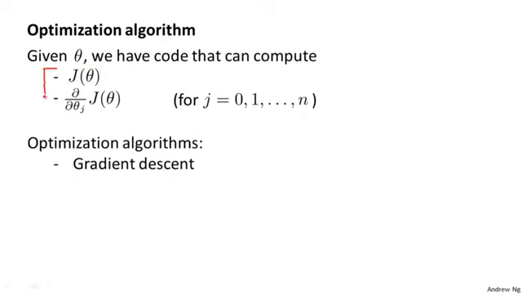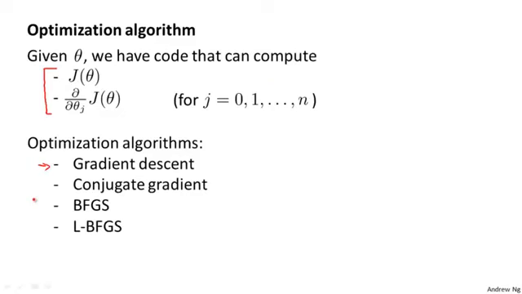So, having written code to compute these two things, one algorithm we can use is gradient descent. But gradient descent isn't the only algorithm we can use, and there are other algorithms, more advanced, more sophisticated ones, that if we only provide them a way to compute these two things, then these are different approaches to optimize the cost function for us. So conjugate gradient, BFGS, and LBFGS are examples of more sophisticated optimization algorithms that need a way to compute j of theta and need a way to compute the derivatives, and can then use more sophisticated strategies than gradient descent to minimize the cost function.